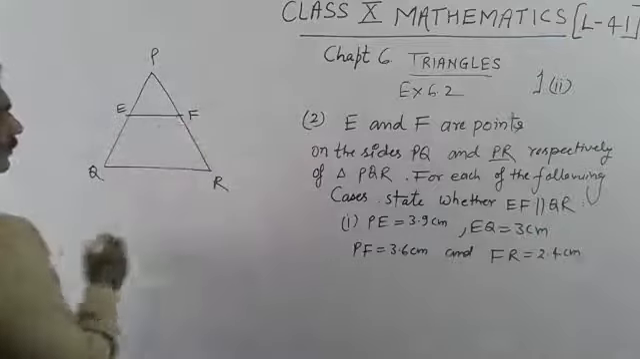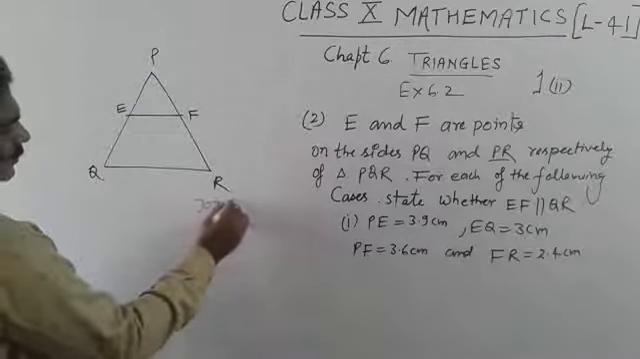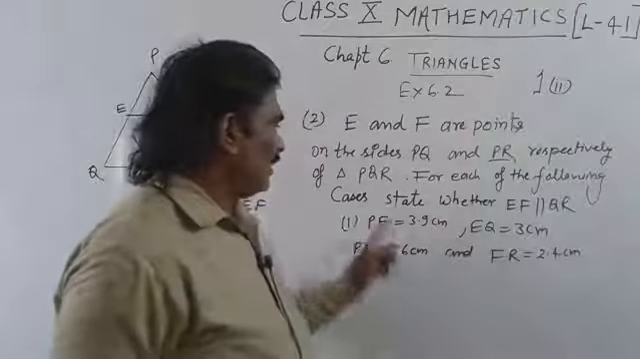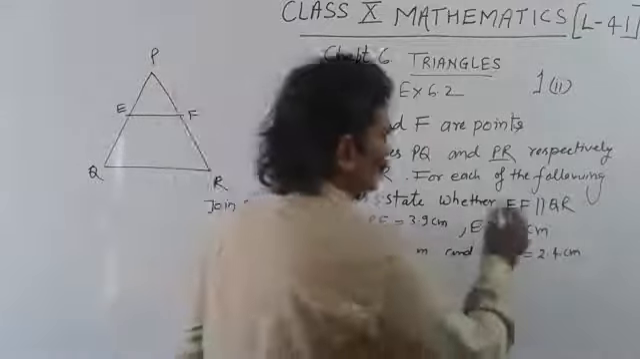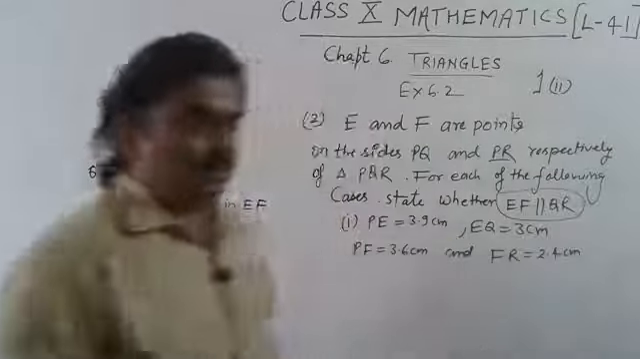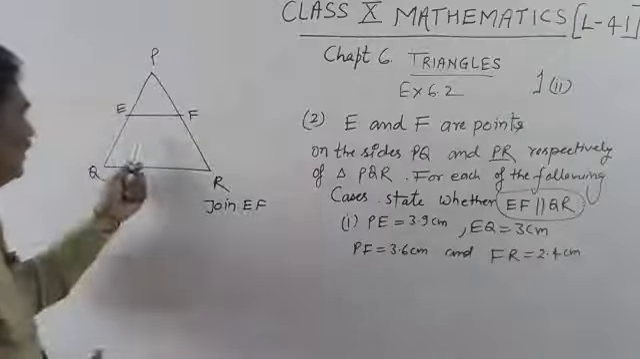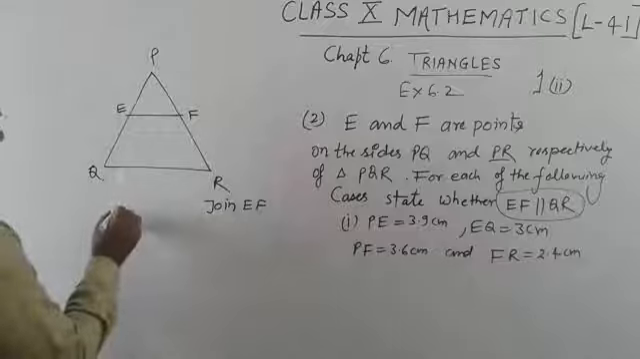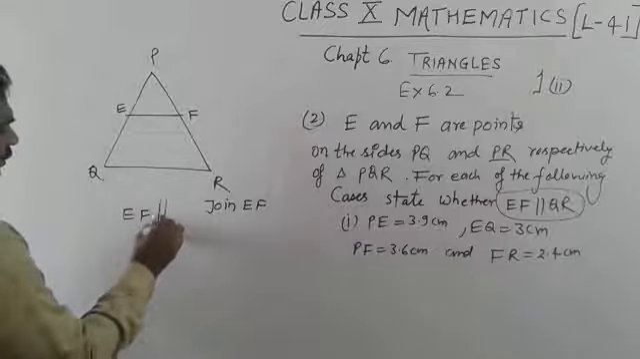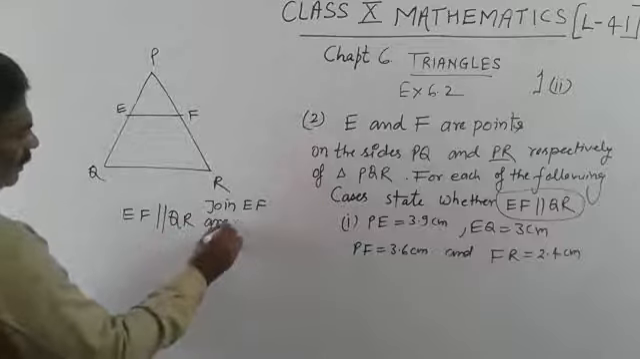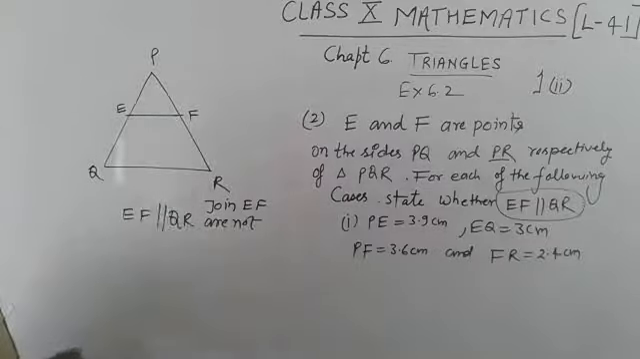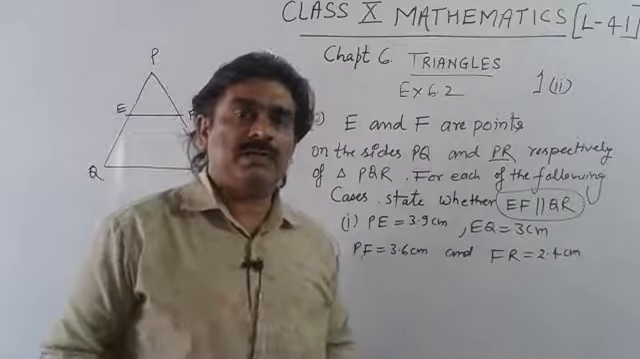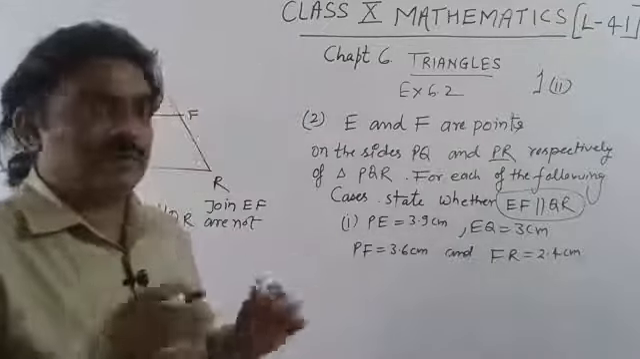Join EF. For each of the following cases, state whether EF parallel to QR or not. So students, we have to justify that EF is parallel to QR or not. For this purpose, here we will use converse of Thales theorem.